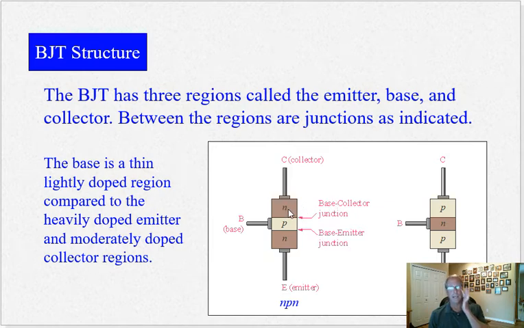Basically the NPN has two N pieces on either end, doped so that they're N-type semiconductors, separated by a thin P region. The PNP is the opposite. It's got two P areas on either side that are separated by a thin N region. The center part, the base, is lightly doped. The emitter and collector are more heavily doped, meaning they've got more free holes or free electrons.